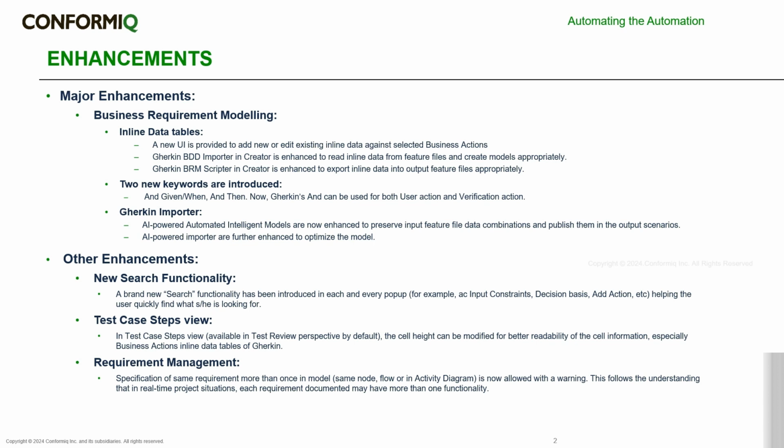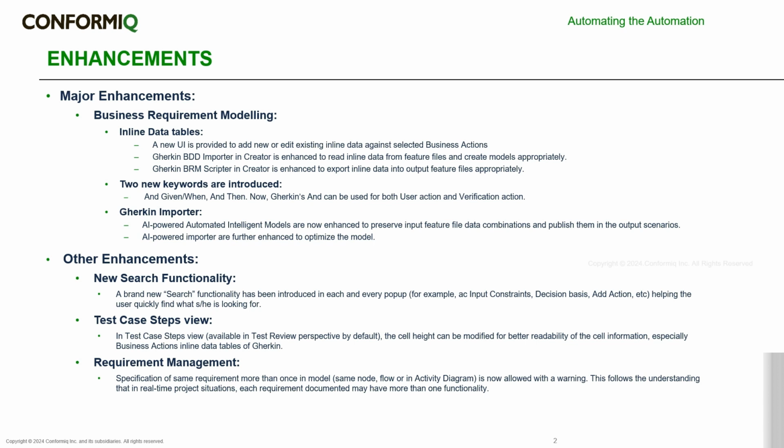Coming back to the other major enhancement, which is within the Gherkin importer. Apart from handling the inline data table, AI-powered automated intelligence has been provided such that the models are now more enhanced to preserve the input source file, such that the data combinations are preserved as is, as you can find in the input source file, without any mismatch across the scenarios, and you can publish them in the output, which you can verify by using the updated Gherkin BLM script.